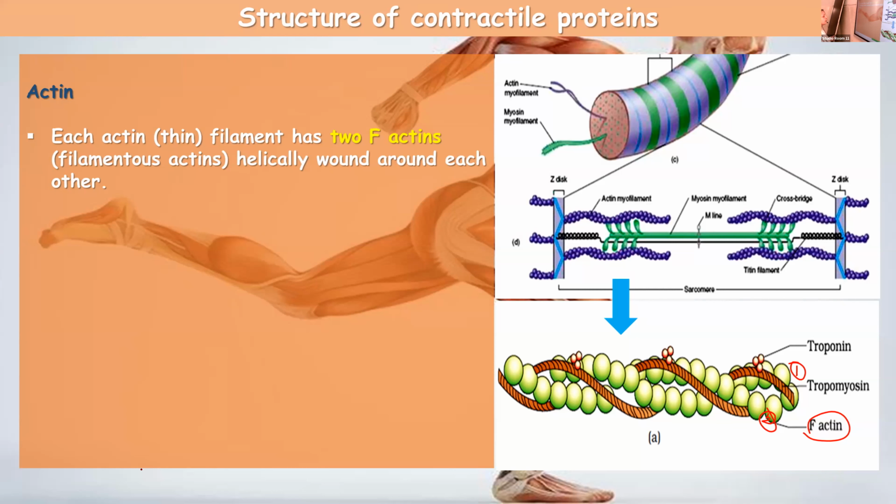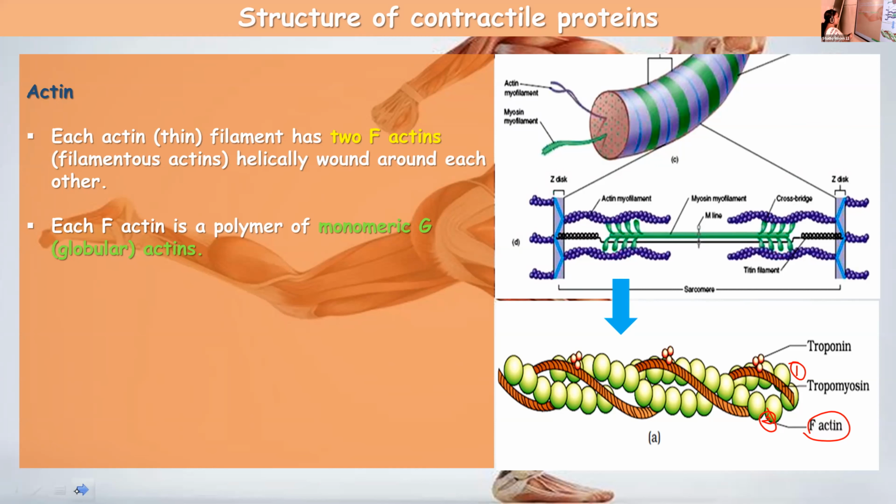They are helically wound around each other. So they are twined around each other. As you can see in the figure, it's not standing independently or separate. It is twined around each other. Each F actin is a polymer of G actins, monomeric G. G stands for globular, F stands for filamentous. You know the difference between monomer and polymer. Several monomers join together to form a polymer. The individual unit of a polymer is known as a monomer.